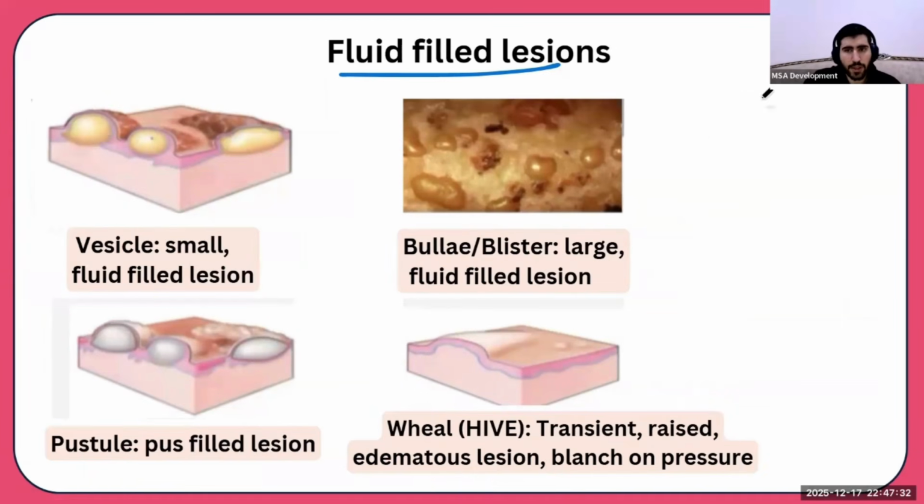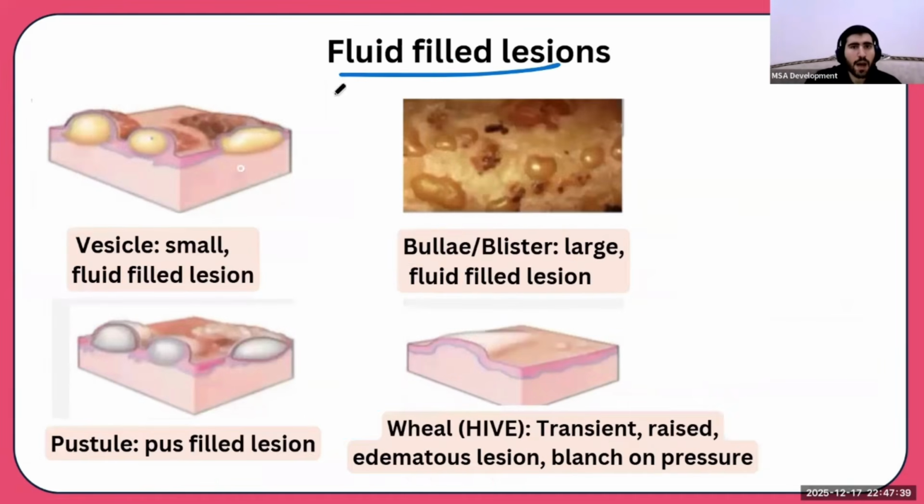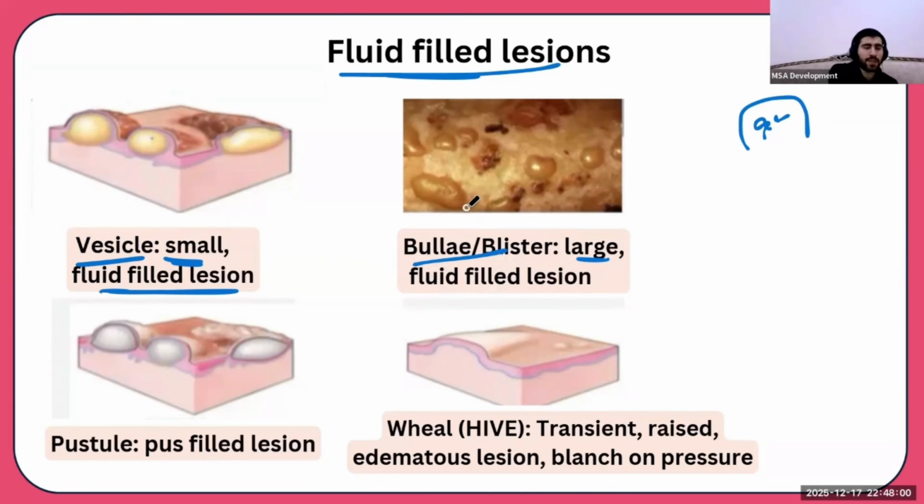Now, fluid-filled lesions. All of the things we explained so far are just a lesion of erythema or discoloration. However, here it's fluid-filled. So we have the cell and it's filled with fluid. First, we have vesicle. Vesicle is a small fluid-filled lesion. It's just like a balloon, but a small one. If it's a big fluid-filled lesion, then we call it bullae or blister. So small fluid-filled, that's vesicle.